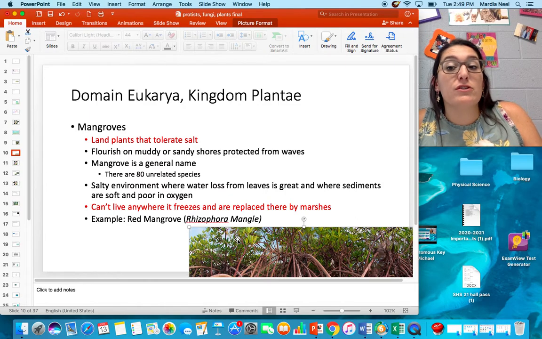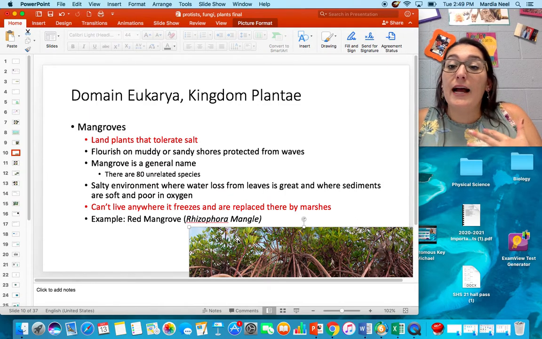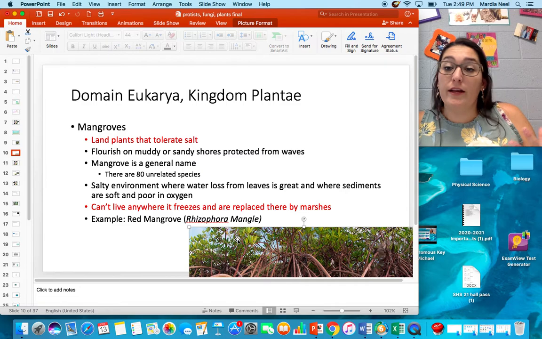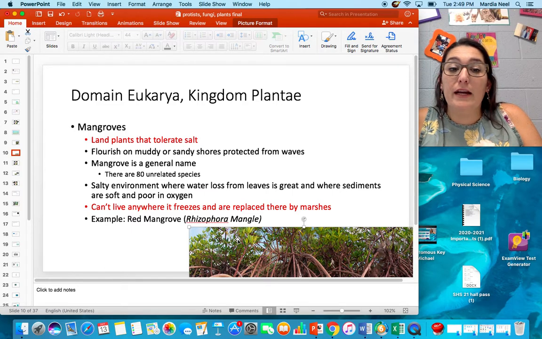They have a special system that locks the salt out. And they have osmoregulators to regulate the water that comes in. They flourish on muddy or sandy shores protected from waves. There's over 80 unrelated species of mangroves, or land plants that tolerate salt.